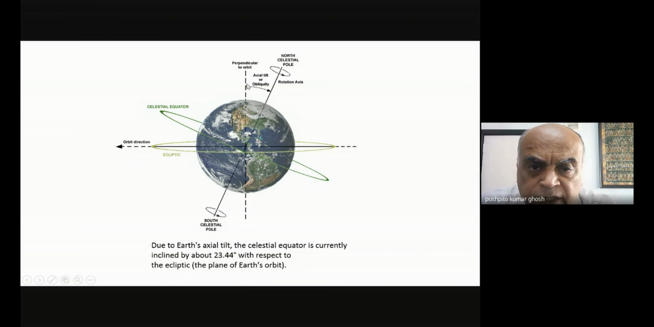Now, this particular tilt is 23.44 degrees at present. Apparently there was a time, many million years ago, when the tilt was a bit different. It was not exactly the same value, so the value has changed to some extent. You can see it's tilted about 23.5 degrees with respect to the plane of the orbit. So this is the plane of the orbit. This is very important. Make a note of it, and you can also ask me questions.